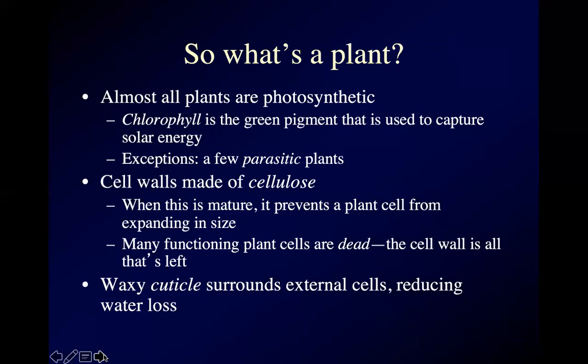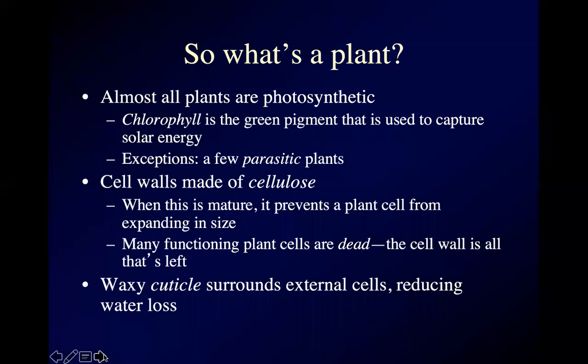There are a few plants that are actually not photosynthetic, and I'll show you an example of one that you can see around here if you're observant in just a couple of slides. But almost all plants are photosynthetic. Plant cells, like all cells, are surrounded by a cell membrane, a flexible barrier between the inside and the outside. But outside of the cell membrane, there is a cell wall.